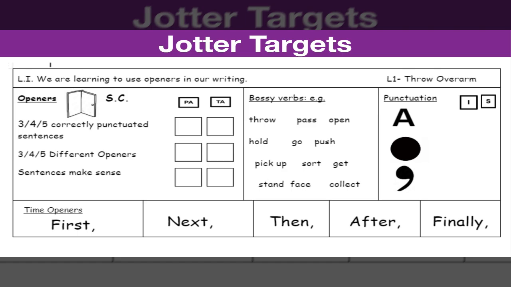In this example, the learners were looking at openers in their writing, again differentiated by the amount of sentences being used. But there are examples of the kinds of openers that are expected, whether that is the time openers: first, next, then, after, or finally.